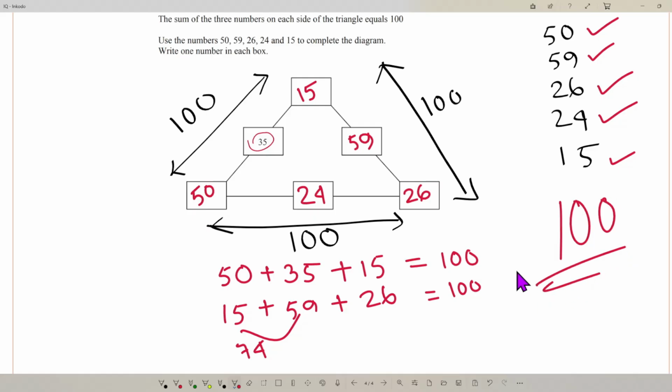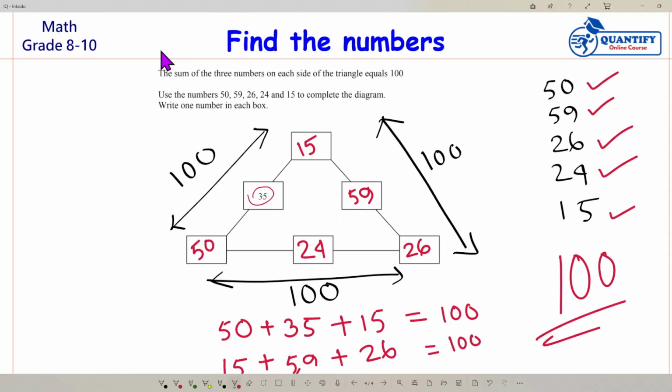So this is very important math for any kinds of competitive examination of grade 8 to 10.